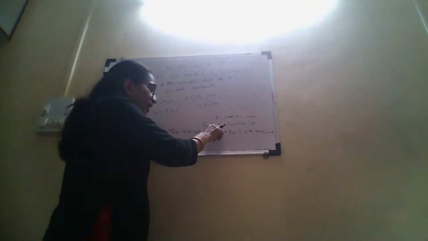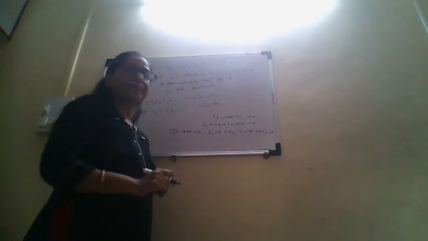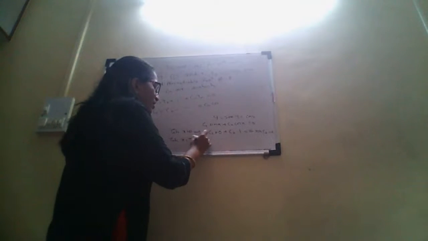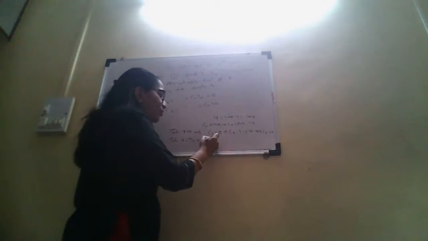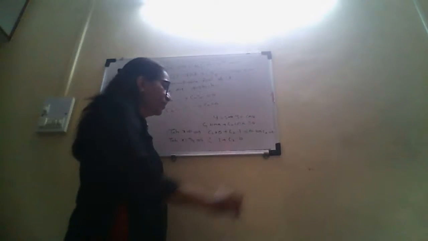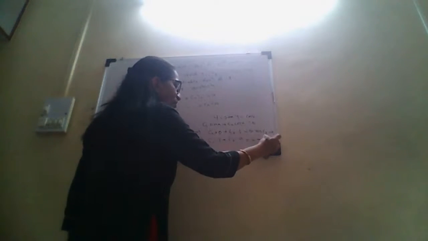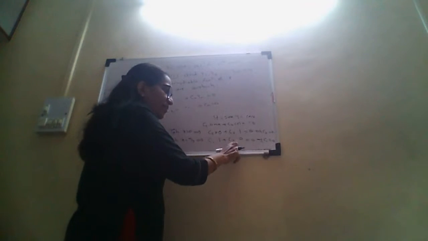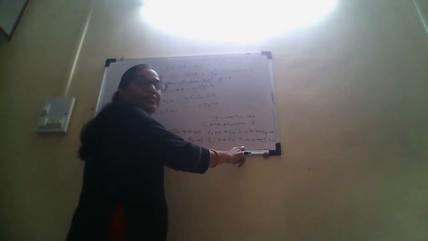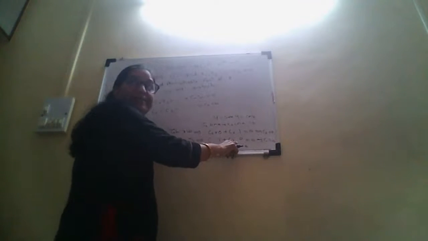Because here sin 0 is 0, so c1 should be 0, then only the whole term will be 0. Now take x equal to pi by 2. So what happens? Sin pi by 2 is 1 and cos pi by 2 is 0. So c1 plus 0 equal to 0, so c1 equal to 0. Put c1 equal to 0 over here, so that obviously gives us c2 equal to 0.